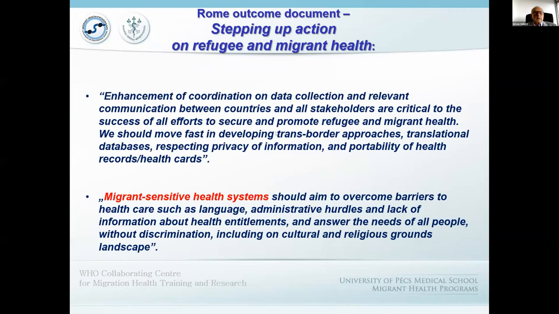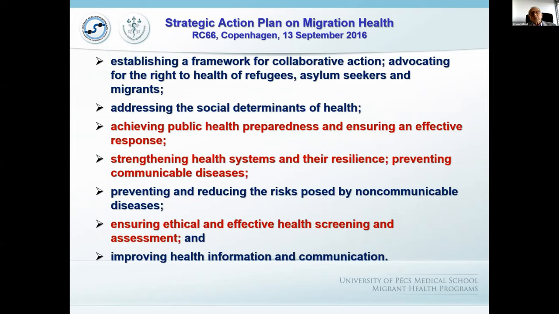There was in 2016 a clear decision of the WHO European Assembly that migrant-sensitive health systems should be developed in the member states. I do not want to go through all of those points where it is mentioned why and what are the main features of this system.